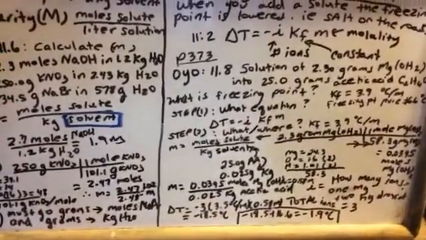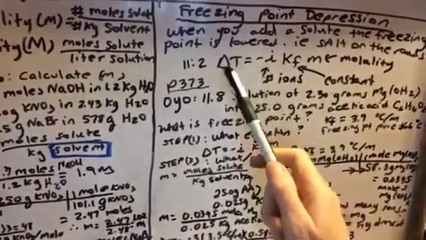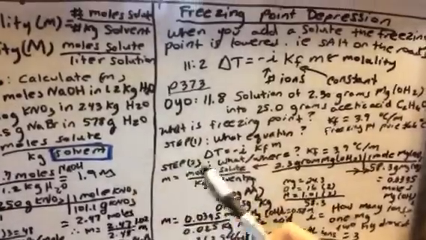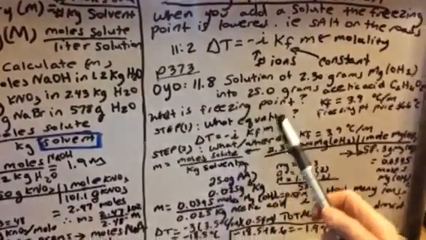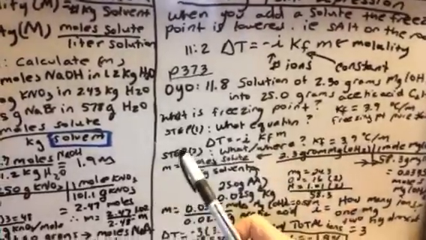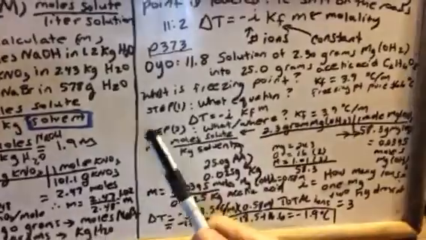And always we ask, what equation are we going to need? Well, we're going to need that freezing point equation, which says delta T is the number of ions times the freezing point constant times the molality. The second step is going to be, what do you know? Where do you want to go, right? It always is. So what do we know?